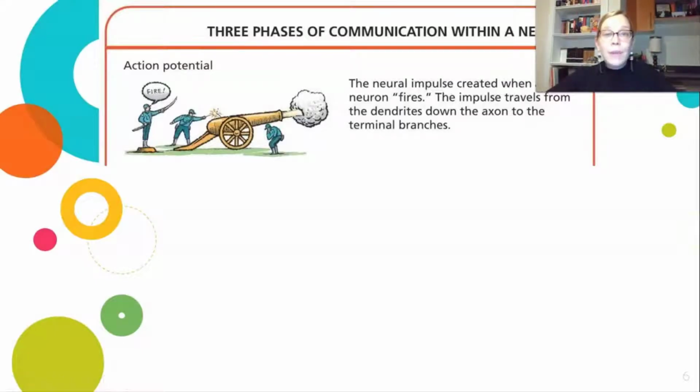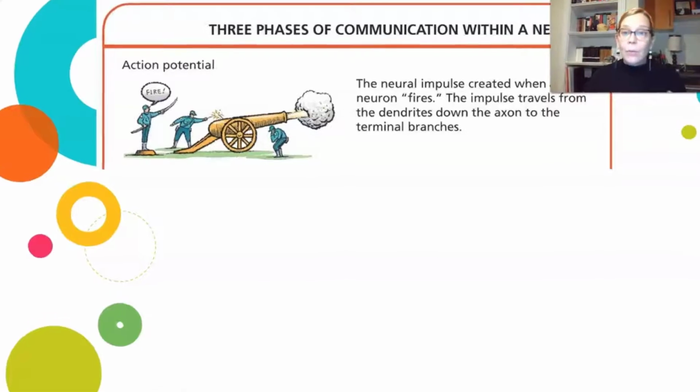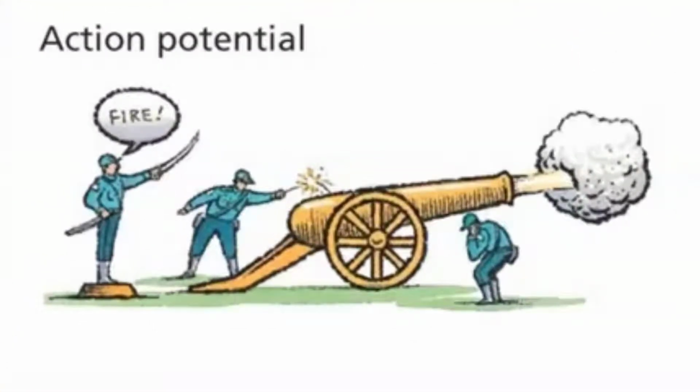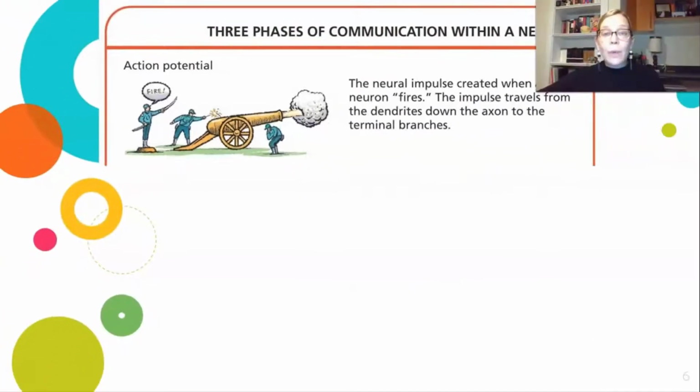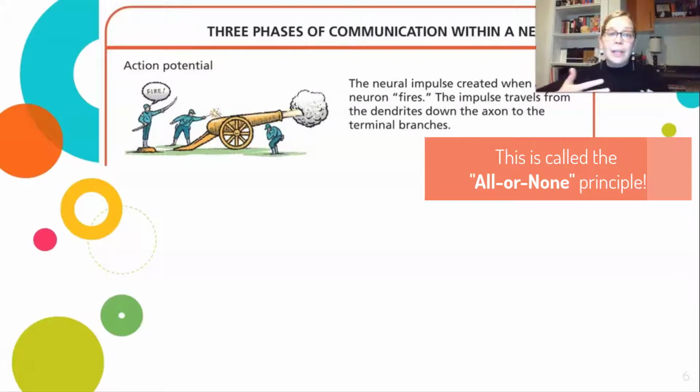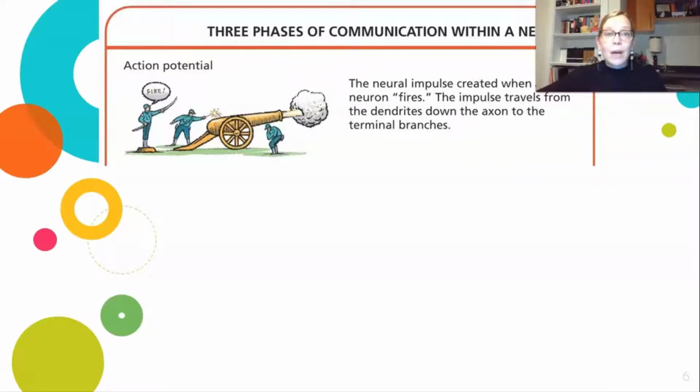First of all, there are 3 phases of communication within a neuron. I'm going to go through each one of these with you. The first phase that I want you to know is called the action potential. The action potential is when the neural impulse that is created within a neuron fires. Think about a cannon, right? When a cannon is lit and it fires, it's one and done. It's all or nothing, right? Or another way that some people in psychology talk about this is a toilet flushing, right? You can't halfway flush a toilet. You either flush it or you don't. So it's all or nothing. All right, so the action potential is when the neural impulse travels from the dendrites down the axon to the terminal branches.